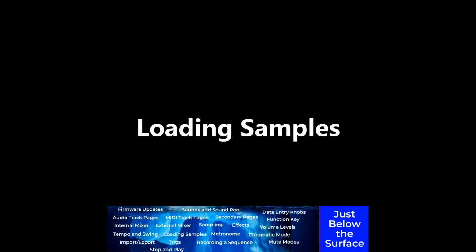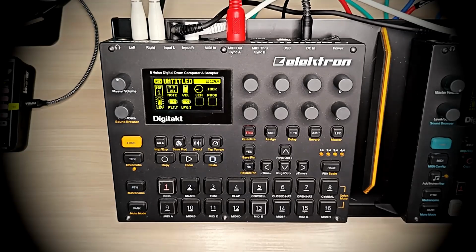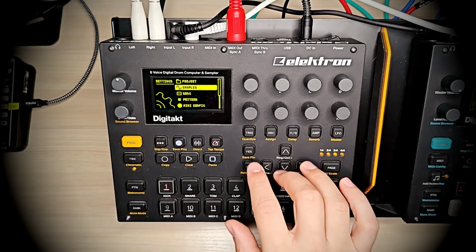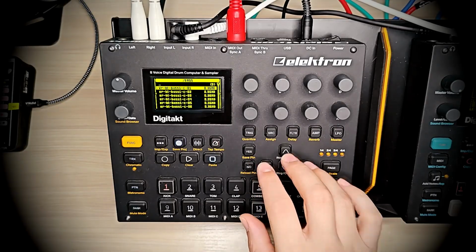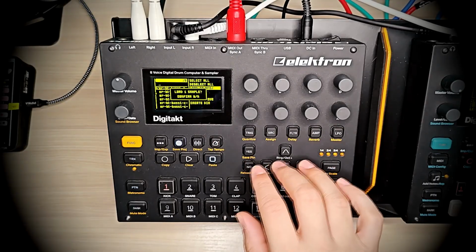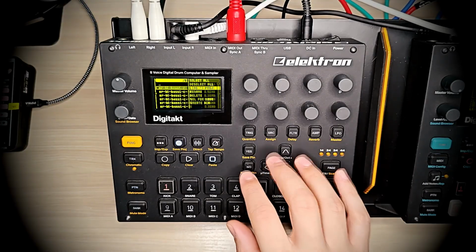Loading samples. If you wish to load a sample from your storage to a track, press the Settings key. Then scroll down and enter Samples. Use the arrow keys to select the sample you want to use and then press Yes. Note that you can use Function and Yes to preview a sample. Press Right and then select Load to Project. This will load the sample to the first available spot in the sample list.